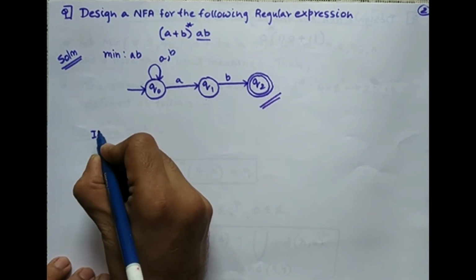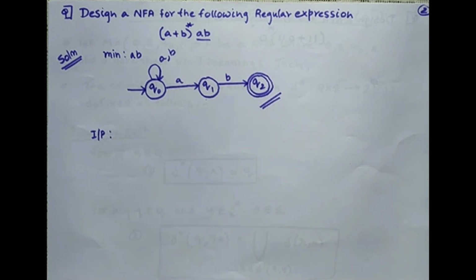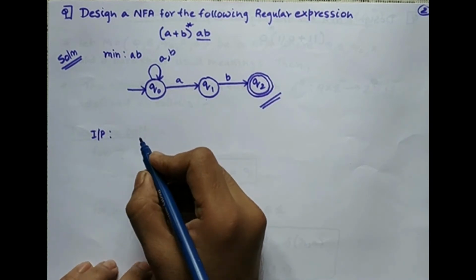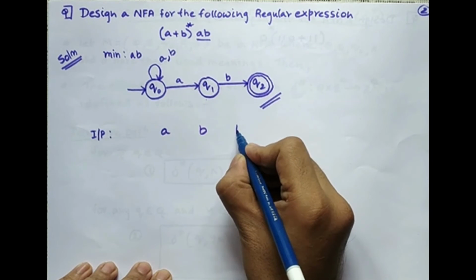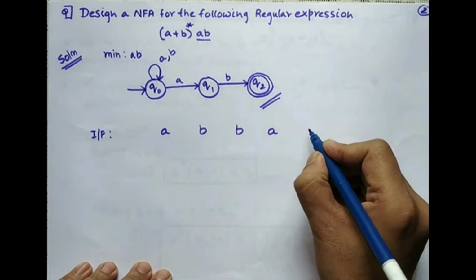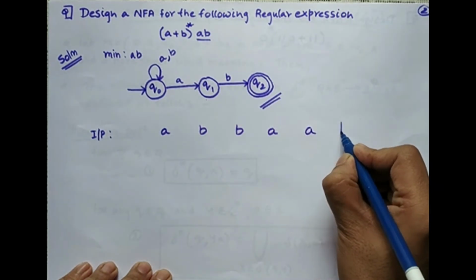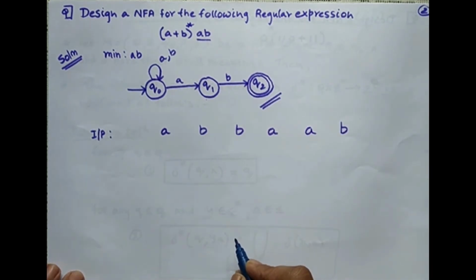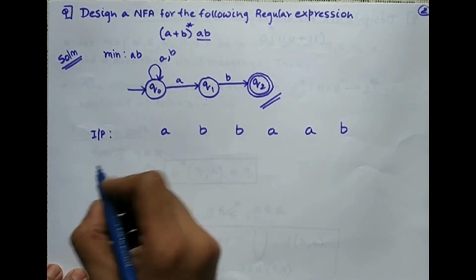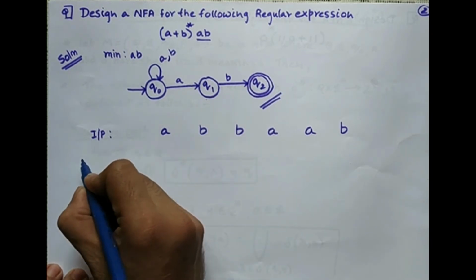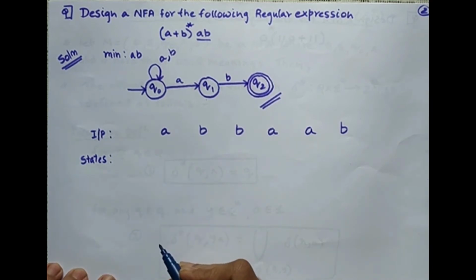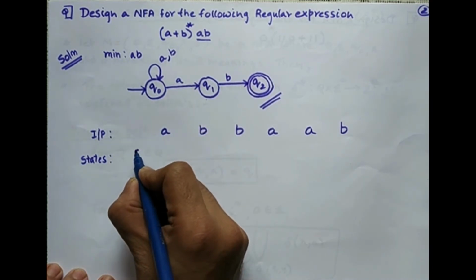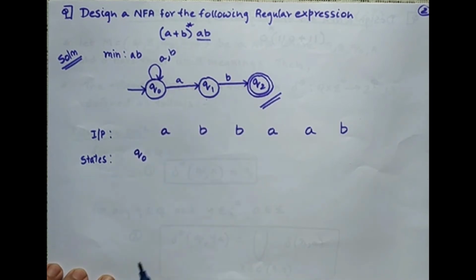Now let us trace. Suppose the input string that is given to us is A, B, B, A, and B. Let us now trace. These are the states. Initially, your automata is in Q0 state. Agreed? Initially, the automata is in Q0 state.